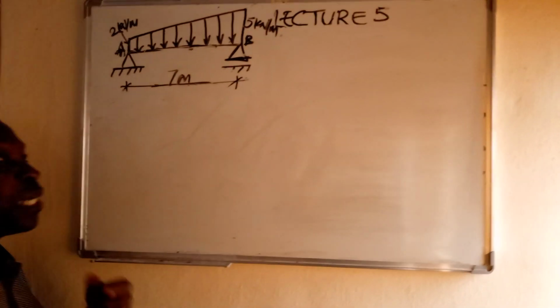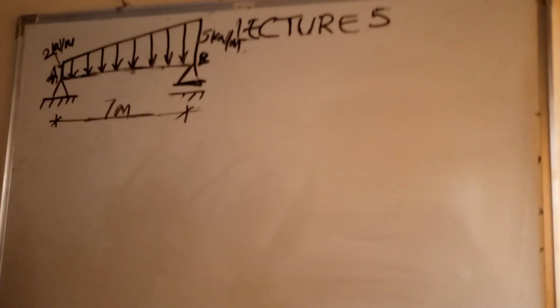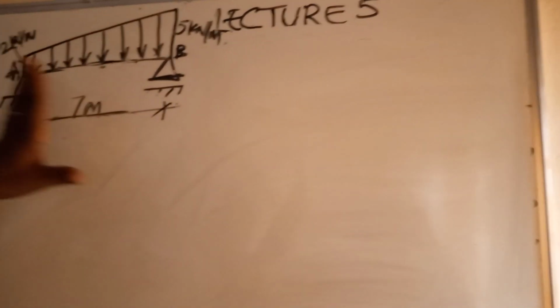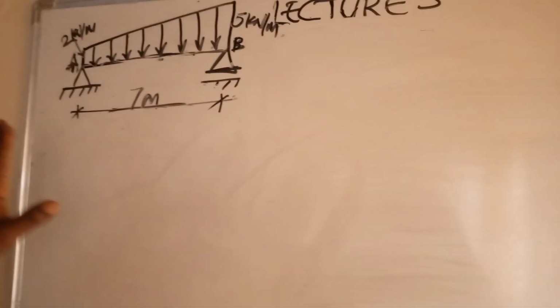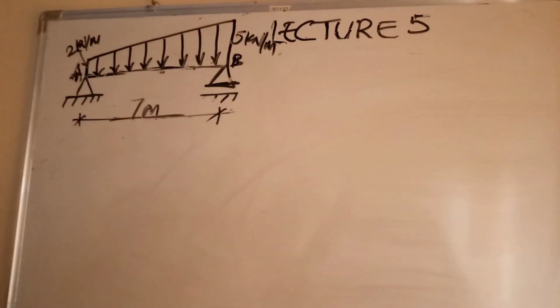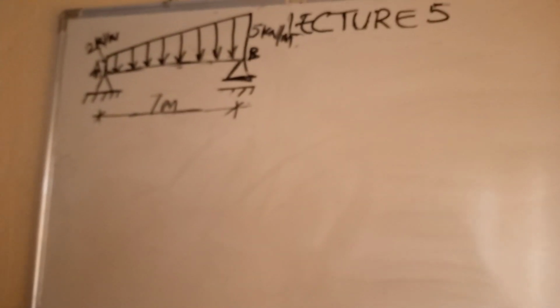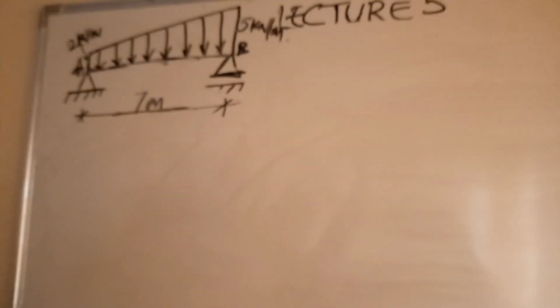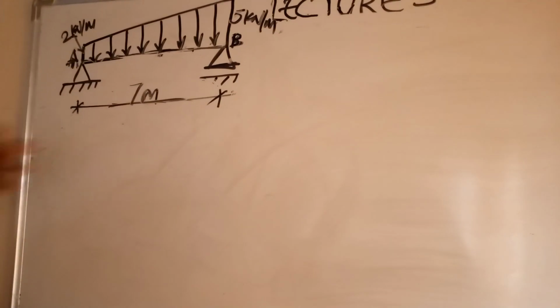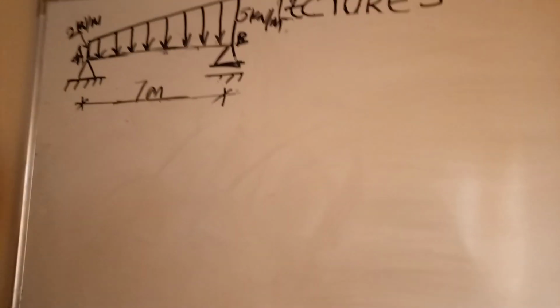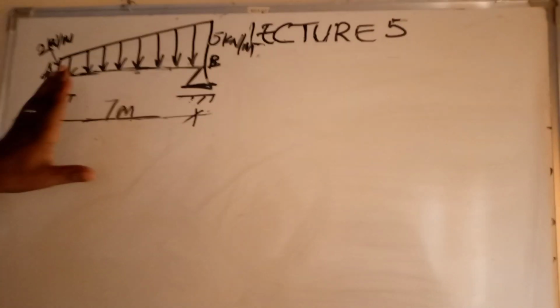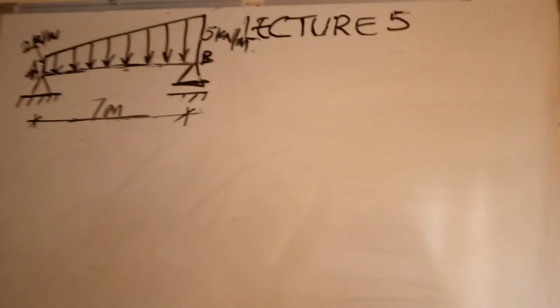So, lecture 5 continues, trying to get reactions and bending moments in different loadings of beams, or a simply supported beam, with different loading. Now, this beam is loaded trapezoidally. The shape of the load is a trapezium, unlike the one we just did previously, which was loaded triangularly. So this is loaded trapezoidally, just like I said.